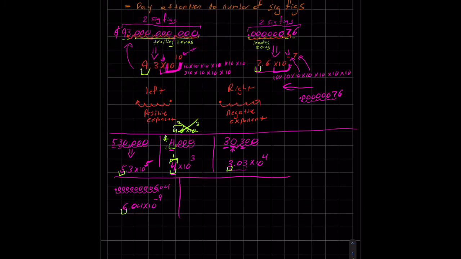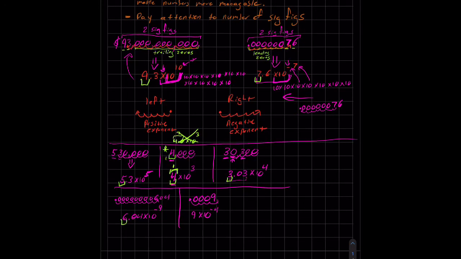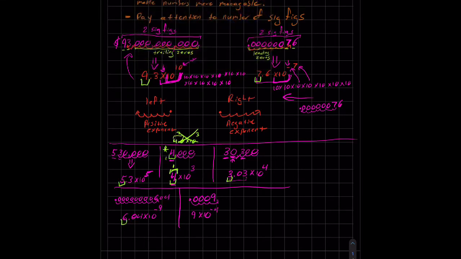So let's do one more here. We're going to do 0.0009. Write that one in scientific notation. What you actually get is 9 times 10 to the negative 4th. 1, 2, 3, 4. 9 times 10 to the negative 4th. We want that whole number there. So this is going to be scientific notation. And again, we have 1 sig fig, 1 sig fig.